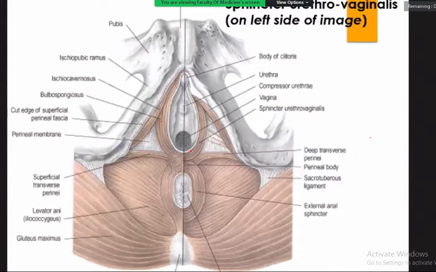So the same thing they're trying to show us here. The urethrovaginalis and the compressor urethrae. We have another muscle type here, which is in the superficial perineal pouch, that is the superficial transverse perineal muscle.